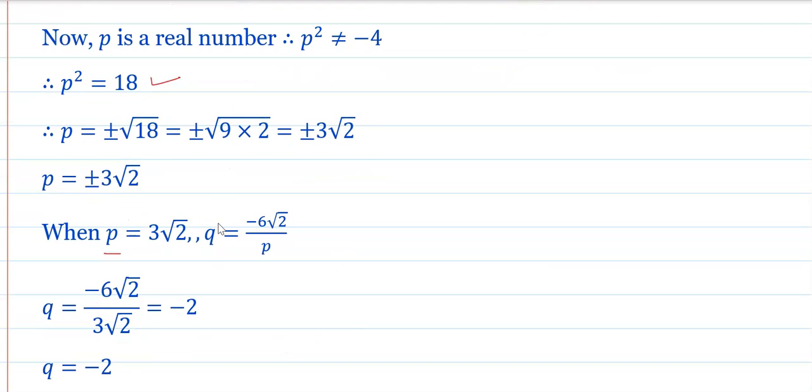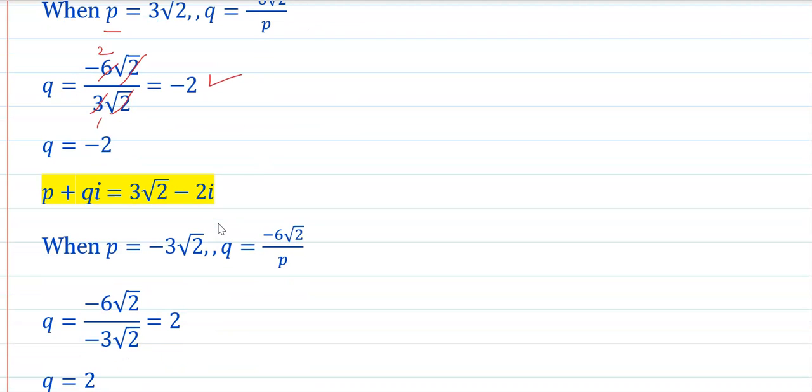Substitute the value of p. p किती आहे? तर 3 root 2. 3 root 2 याला डिव्हिजन देणार. रूट 2 इथे कट झाला. 3 1 चा आणि 3 2 चा 6. q is equals to minus 2. Therefore, p plus qi is 3 root 2 minus 2i.